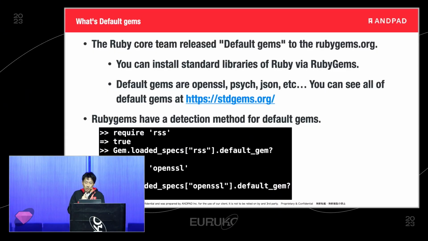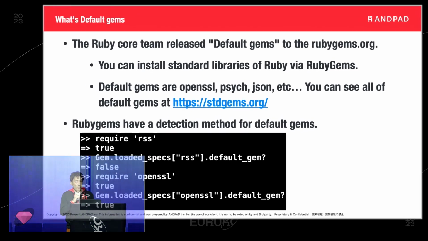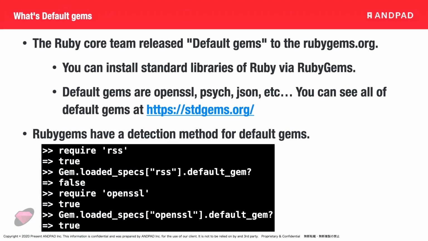Ruby has slightly different gems called default gems. Default gems are gems that can be required regardless of the Gemfile and can be updated with the gem update command of RubyGems or the bundle update command of Bundler. You can check if a gem is a default gem by referring to the gem specification.